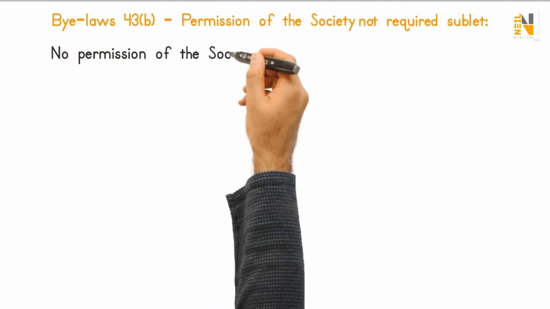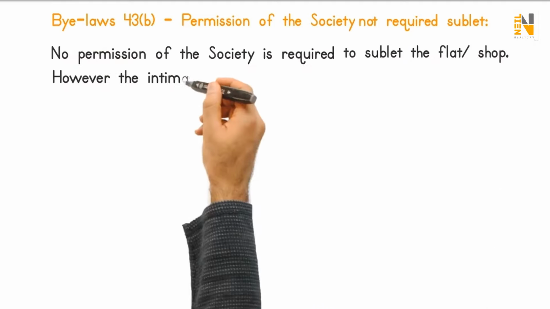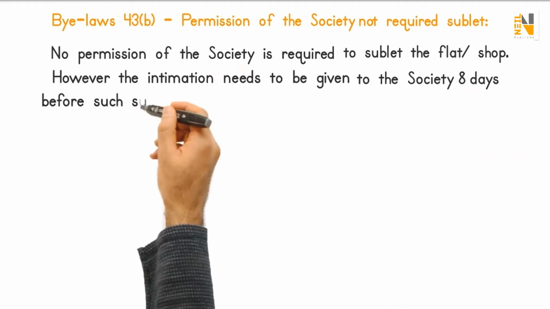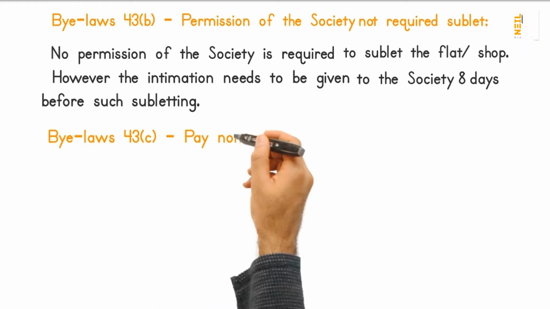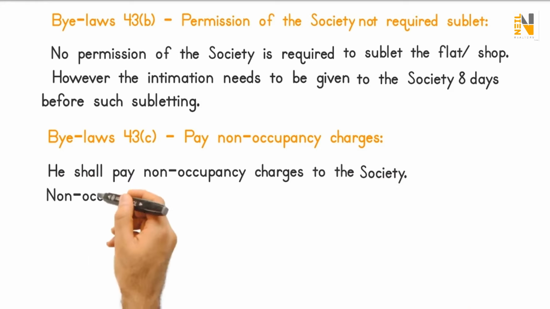Bylaws 43B, permission of the society not required to sublet. No permission of the society is required to sublet the flat or shop. However, the intimation needs to be given to the society 8 days before such subletting. Bylaws 43C, pay non-occupancy charges. He shall pay non-occupancy charges to the society.